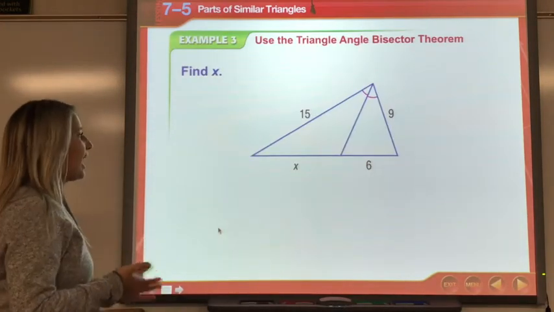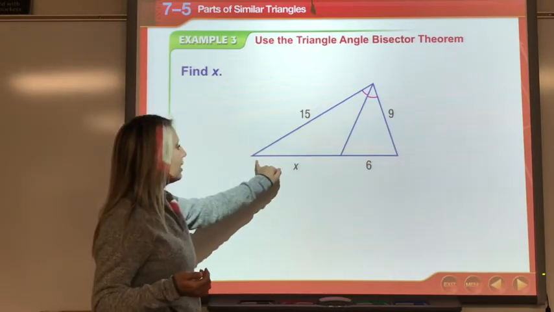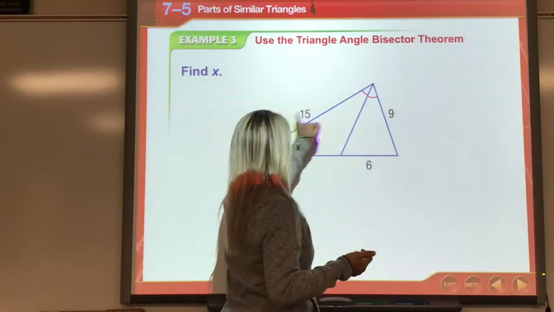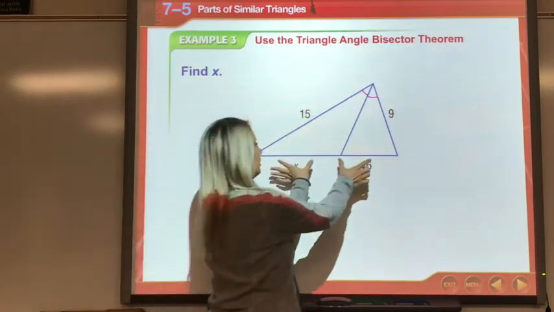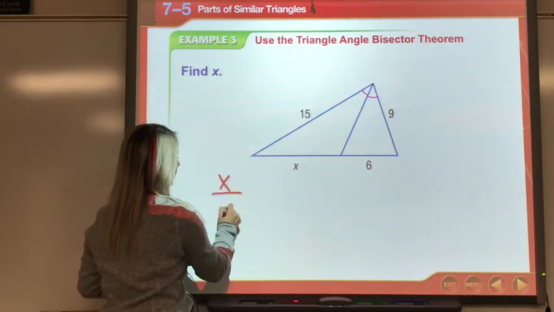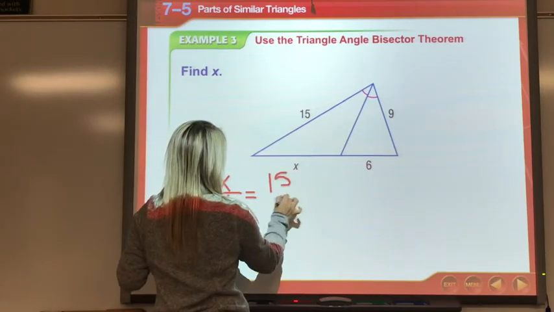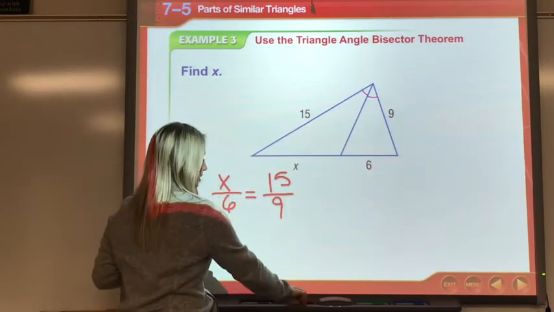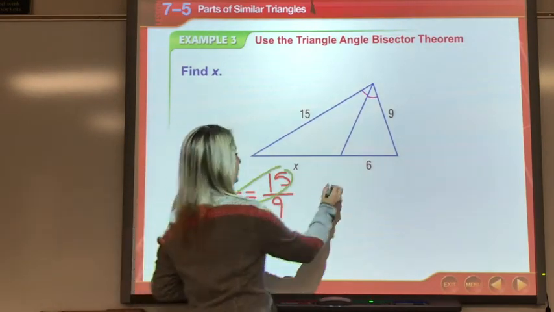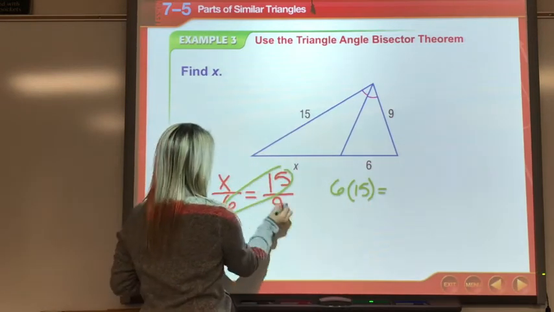Okay, so we have to find x. So here we have x down here and 6 here, 9 here, and 15 here. So if we take those lengths here, we have x over 6 equals, we're going to take the one on the same side, 15 over 9. Okay, now if we apply this cross product property, we take 6 times 15 equals 9 times x.